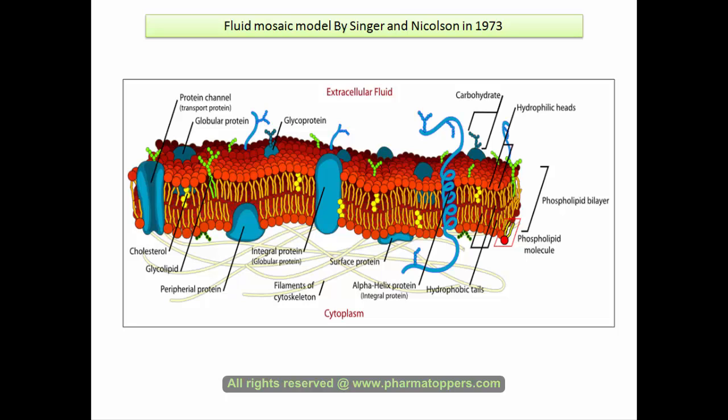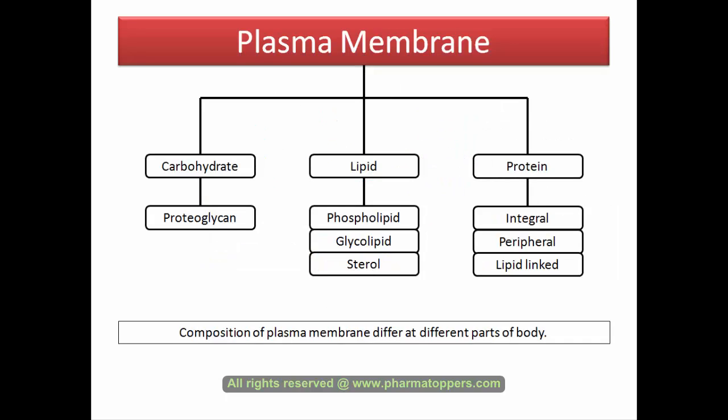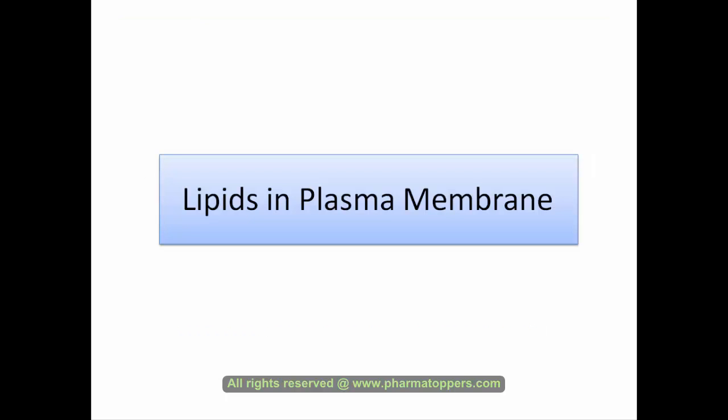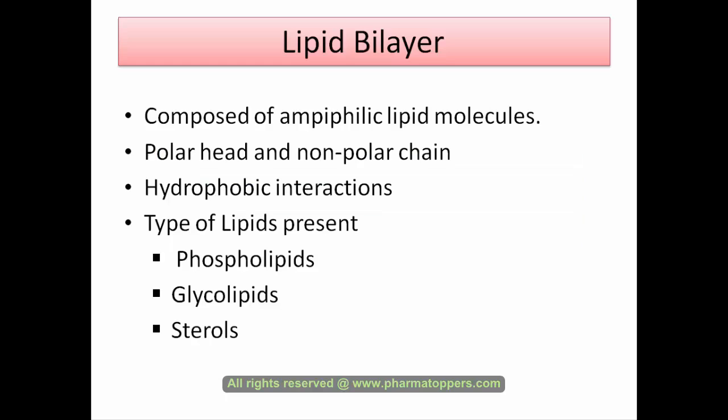So first of all, I would like to go for lipids, which are mainly of three types: phospholipids, glycolipids, and the sterols. And the proteins are of integral proteins, peripheral proteins, and lipid-anchored proteins. While in the case of carbohydrates, the protein-linked ones are there. And first of all, lipids.